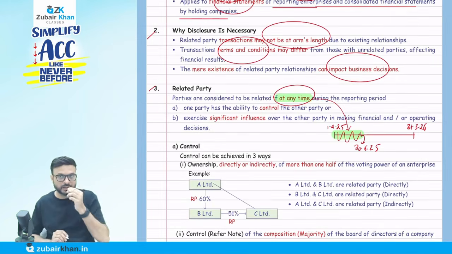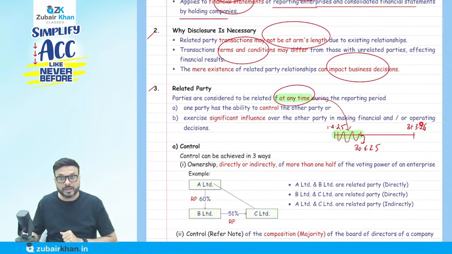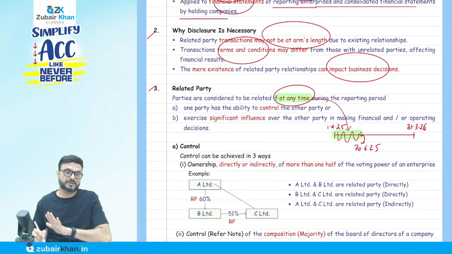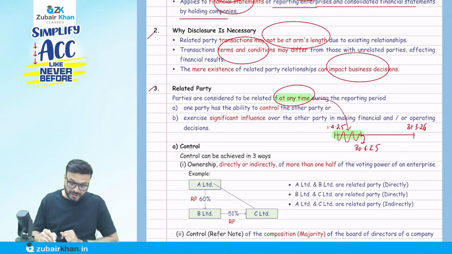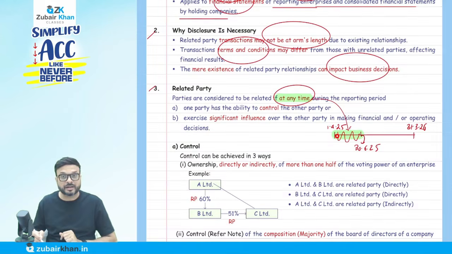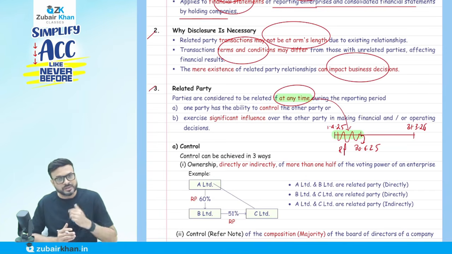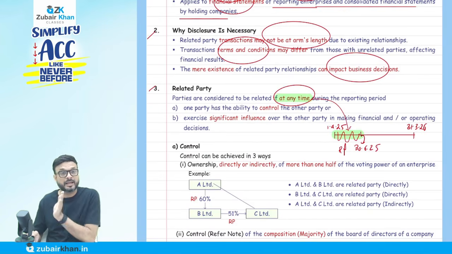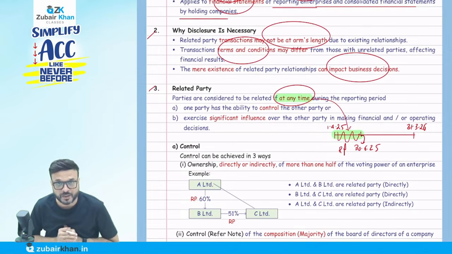You got the point? It's not necessary that they have to be related on the balance sheet date; it is at any time. Suppose they are related only for 3 months, no problem. We have to disclose the transactions for these 3 months in the notes to accounts, for this period only, on the balance sheet that we are preparing on 31st of March 2026.